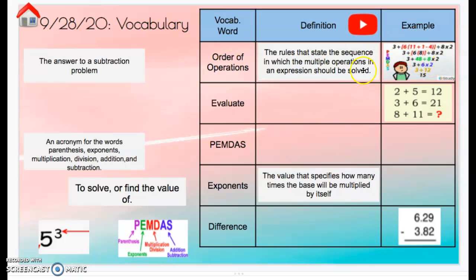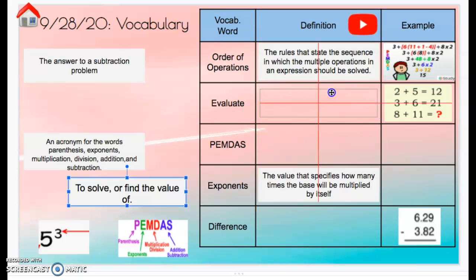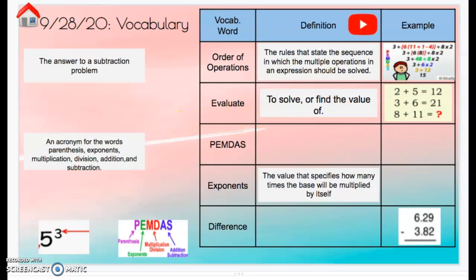Then there's our example. Evaluate. So what does evaluate mean? Is that an answer to a subtraction problem? No. Is it the acronym for the words parentheses, exponents? No. Is it to solve or find the value of? Yeah. Evaluate, to solve or find the value of. Over here, it's solving a problem, solving a type of riddle.